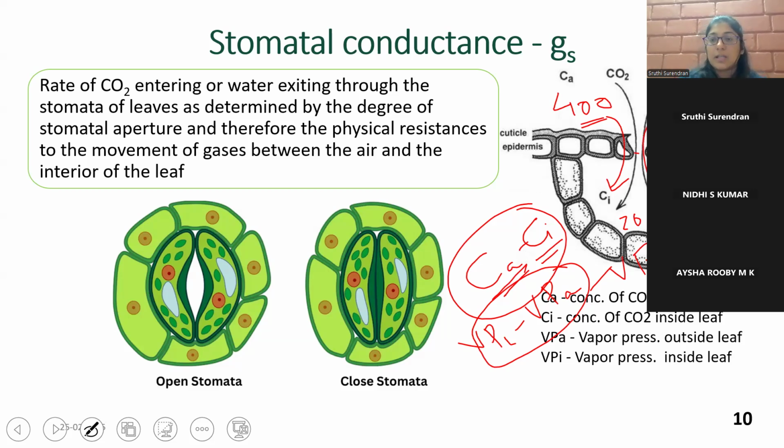That is because inside the leaf it is always going to be saturated, and there is no accessibility for water to enter the leaf from the stomata, because it is always going to be saturated with water, and the water vapor in the atmosphere is always going to be less than what is inside the leaf.